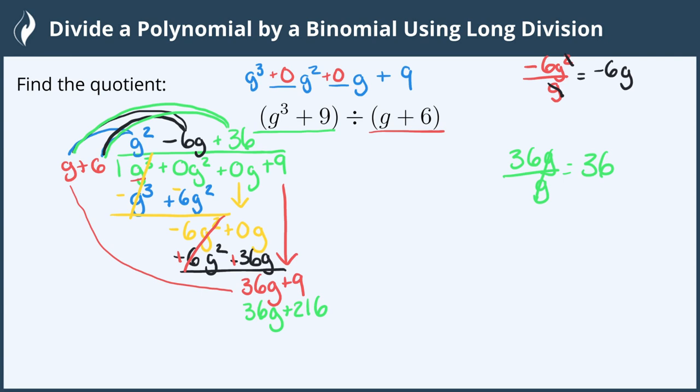And then we subtract just like we've done before, and to subtract we need to subtract both terms, so we will change both signs. Positive 36g minus 36g cancels, and then positive 9 minus 216 gives us negative 207. So that's the remainder, negative 207. And so our answer is g squared minus 6g plus 36. And then with the remainder, because it's negative 207, we get minus 207, and we place it over top of the divisor, which is out front, giving us the fraction negative 207 divided by g plus 6. And that's our answer.